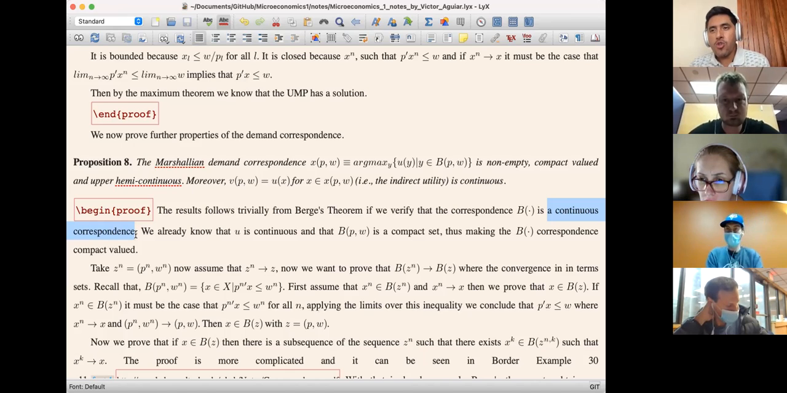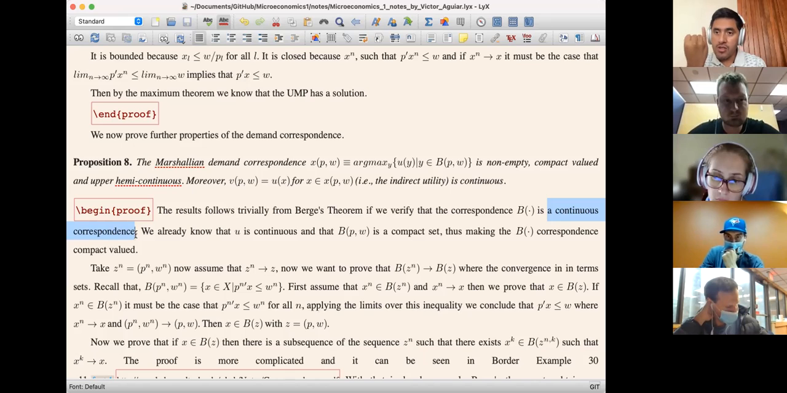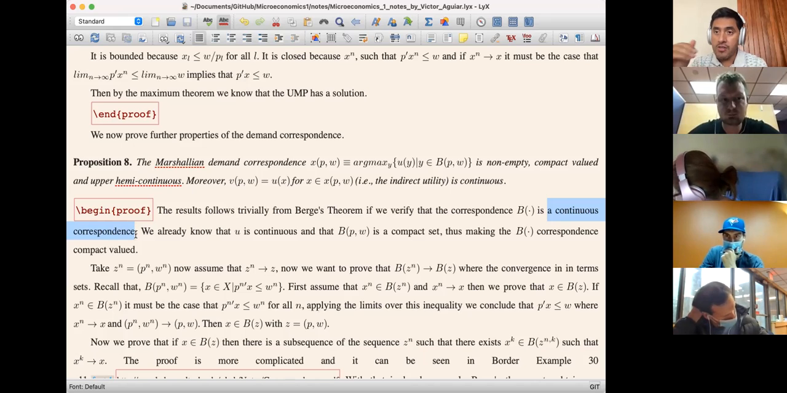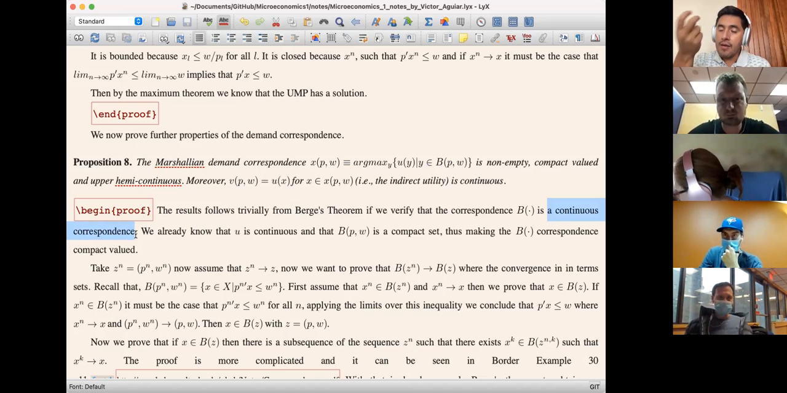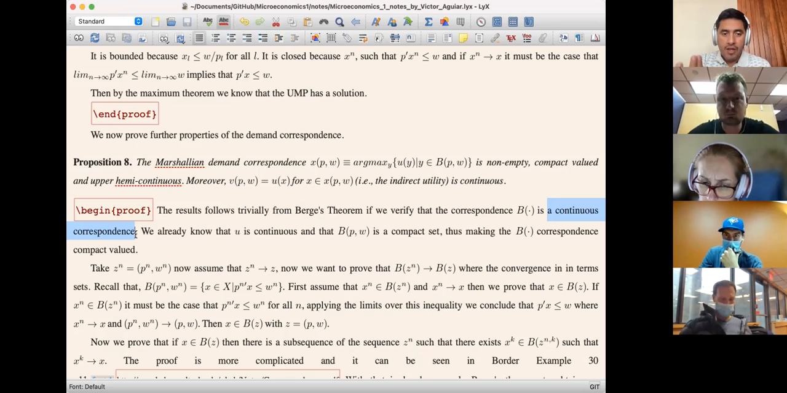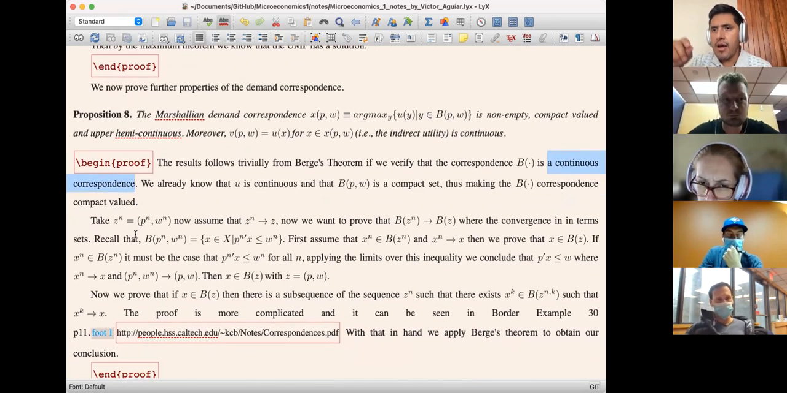So as you can see, we're not really doing math, right? We're just being users of a math result, right? So Berge's theorem assumes two things: utility is continuous, so that we take as given. And second, the constraint correspondence is a continuous correspondence. That I haven't proved, right? So I'm just taking this as a true statement. And under that knowledge, I'm able to apply Berge's theorem. So Berge's theorem tells me now, right? And here, actually, I did part of the proof of the continuity of the budget. I'm going to do it in a second, but I'm just giving you the full picture.